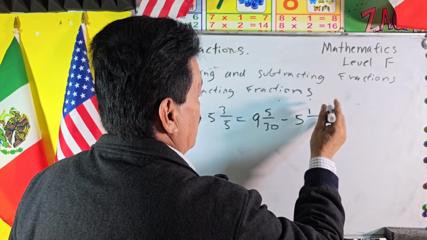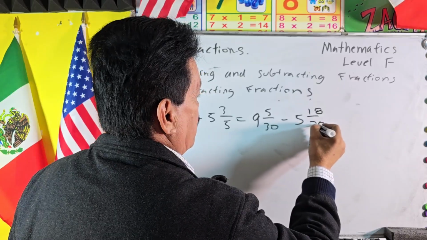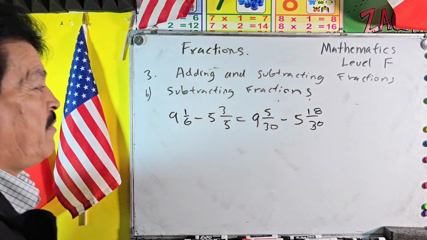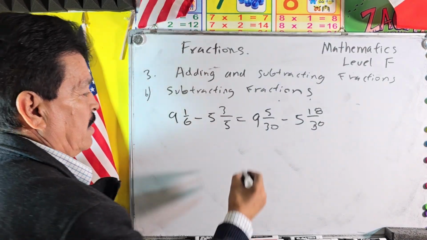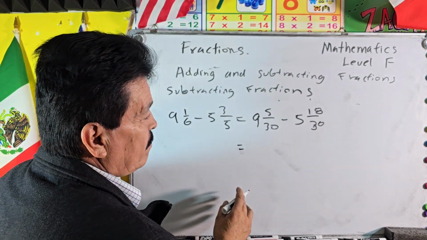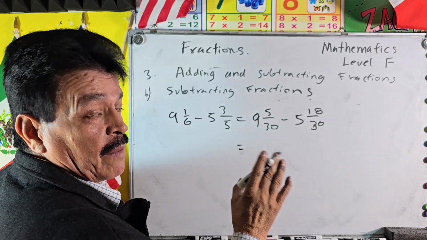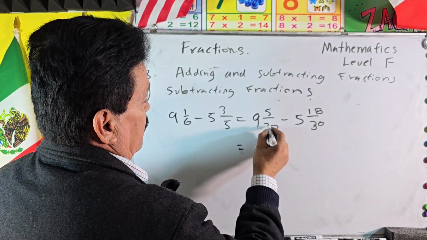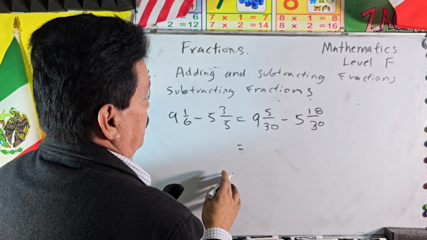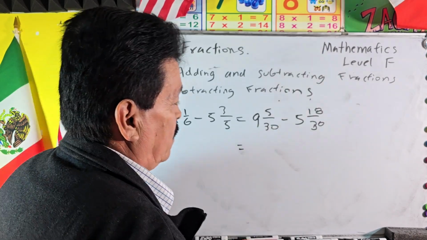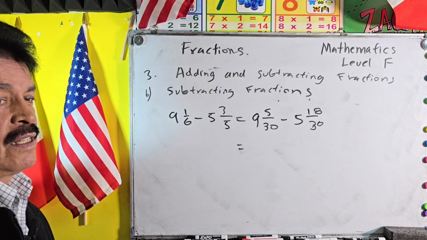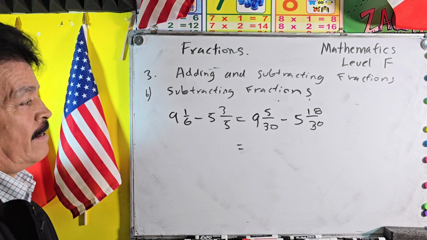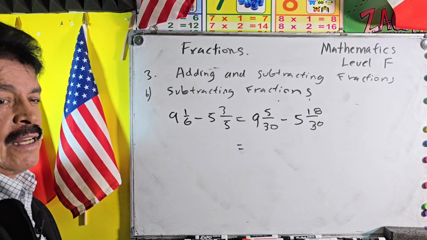18, 30, right? So how do we simplify this? Now let's write it here. We have to write all as fractions right here. So we have 5/30s, minus.